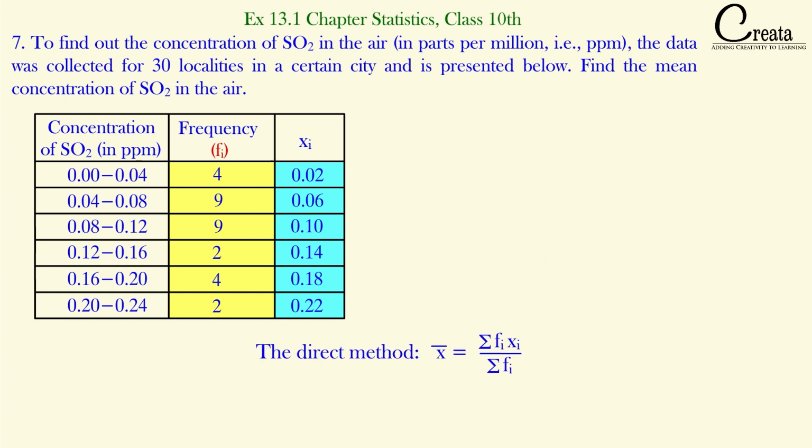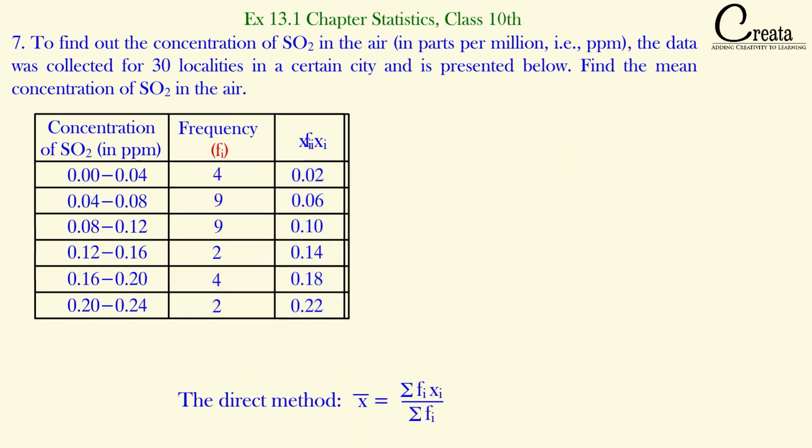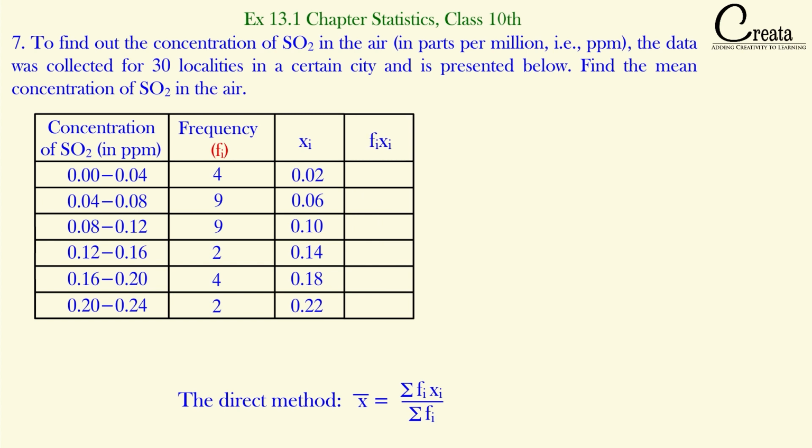Let's see. In this we have to calculate Fi into Xi. That is, we have to multiply all the rows of Fi and Xi. Let's take the first row. 4 into 0.02, it is 0.08. Next, 9 into 0.06, it is 0.54. Similarly, we will multiply all the Fi's with the Xi's. We got 0.90, 0.28, 0.72 and 0.44. Very simple.